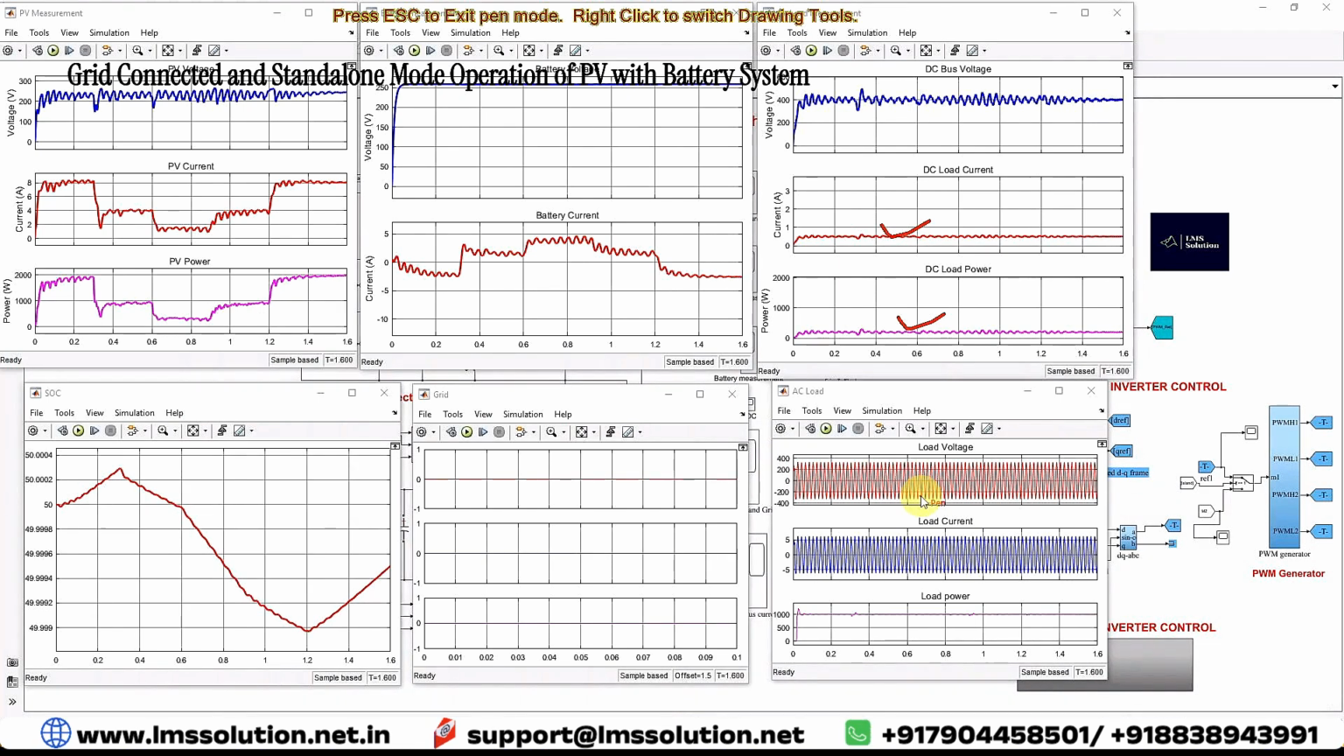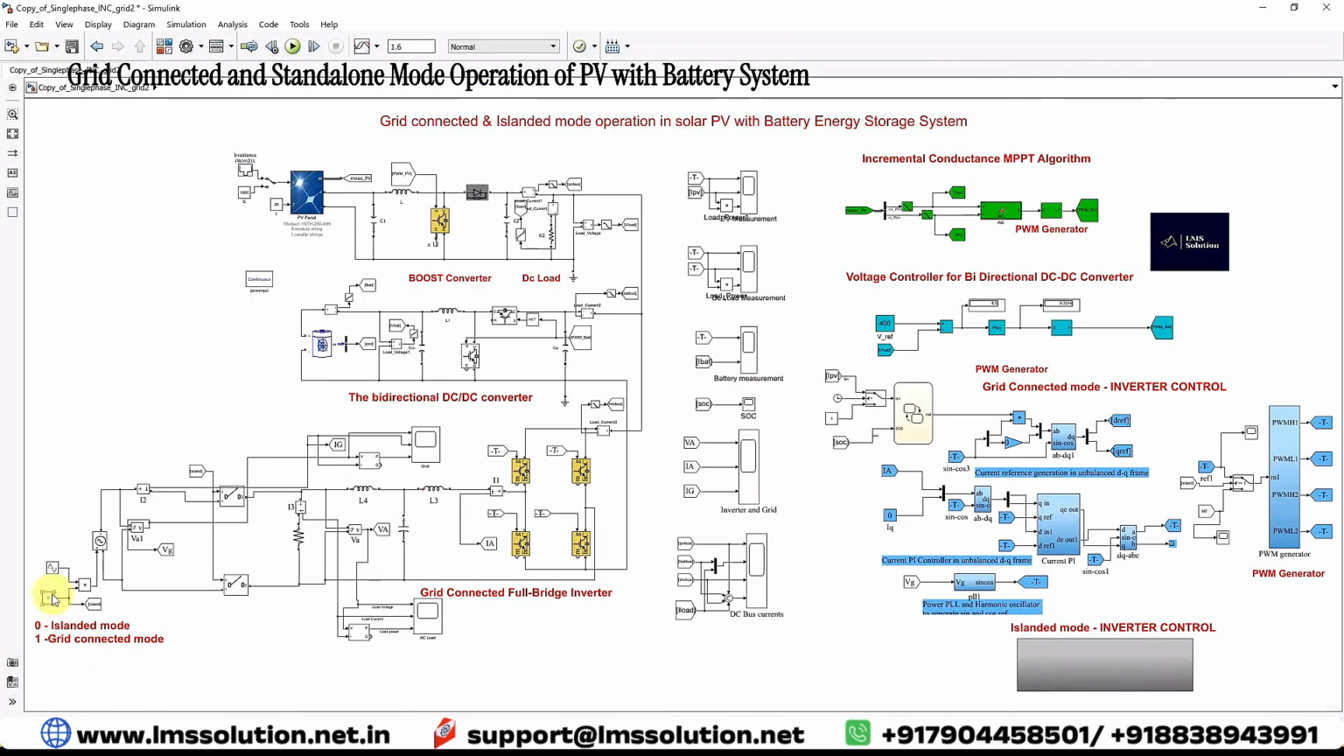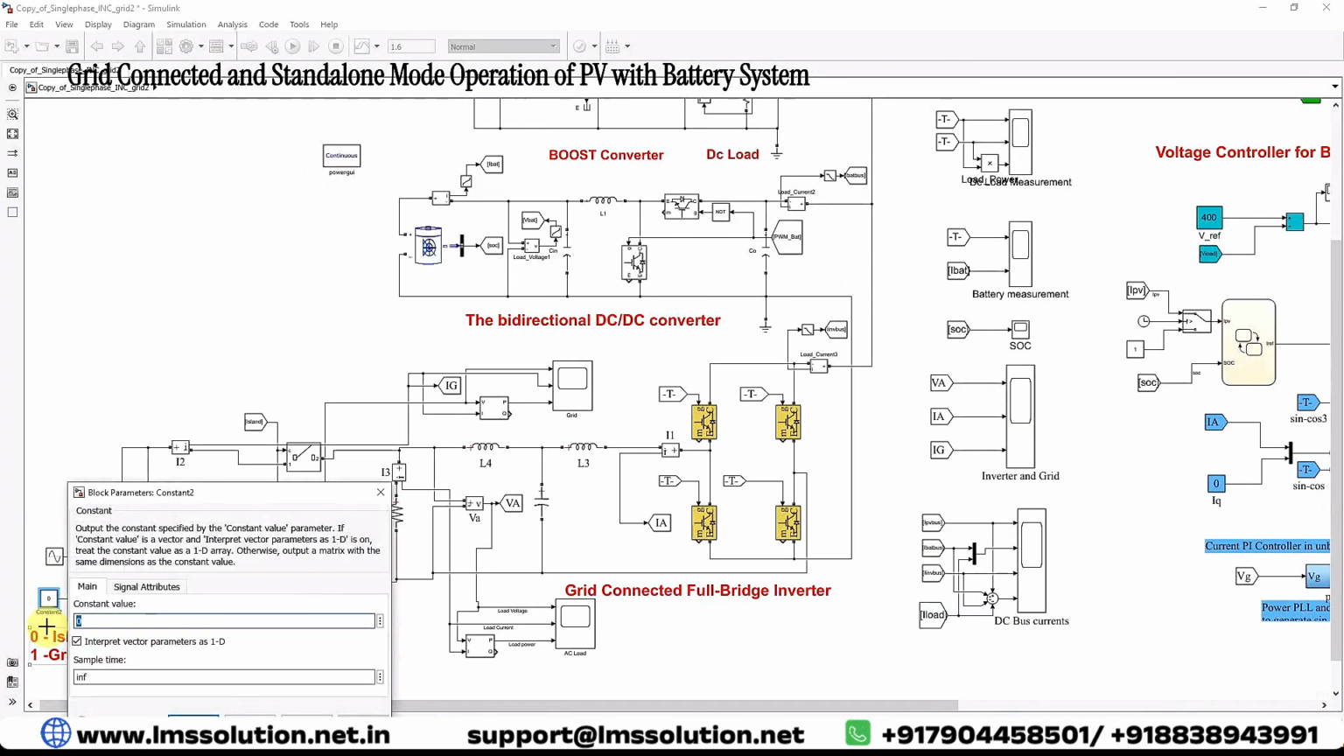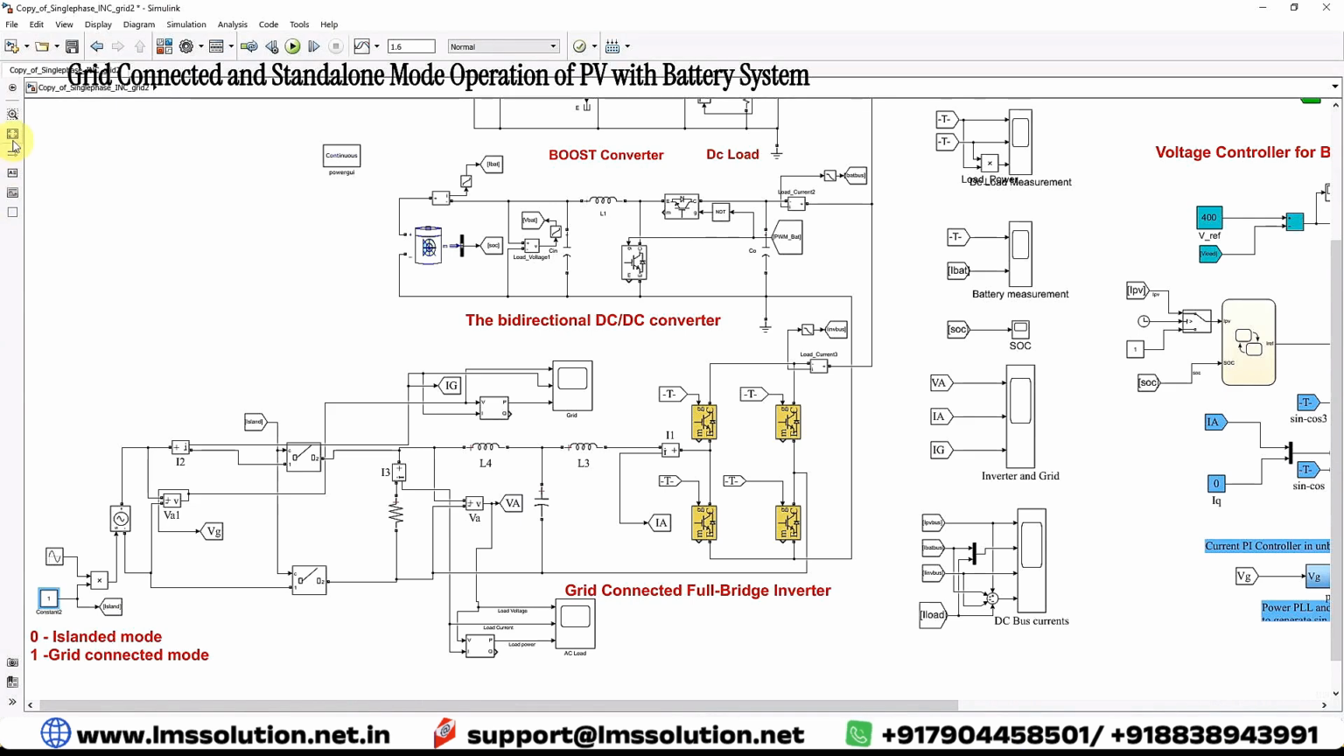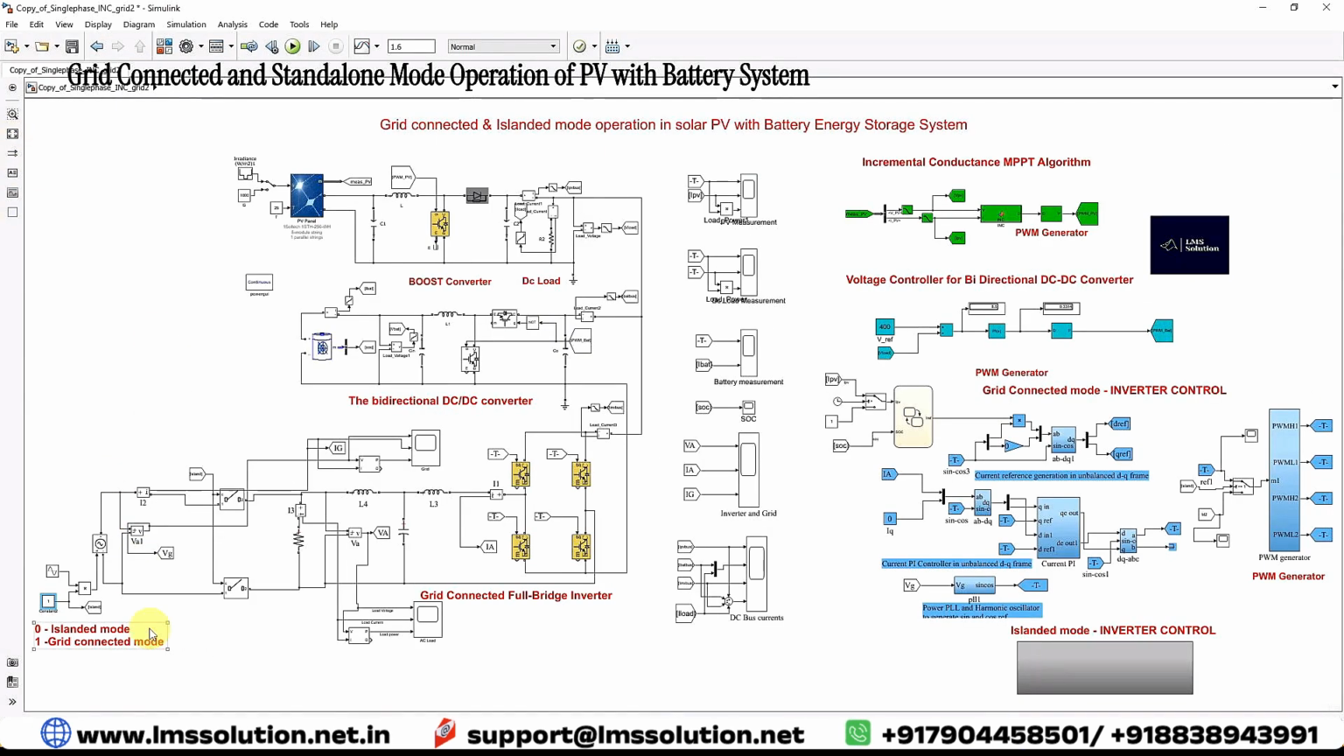Both systems will be receiving the power. This is the AC load and this is the DC load when operated in the standalone or islanded mode operation. Now I'm going to change the system to grid connected mode. That means I'm going to change the control logic. Here it is 1. That means now the system operates in grid connected mode. Now I'm going to simulate this model.